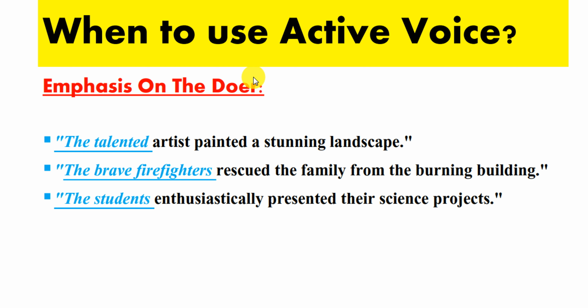When you want to emphasize the importance or responsibility of the person or entity performing the action, active voice is preferred. For example, the talented artist painted a stunning landscape. So here the doer of the action has been made prominent. The brave fighters rescued the family from the burning building. The students enthusiastically presented their science project. So, in these examples, the agents of the actions, the talented artist, the brave fighters, and the students have been made prominent. So, in such a case, the active voice is preferred.